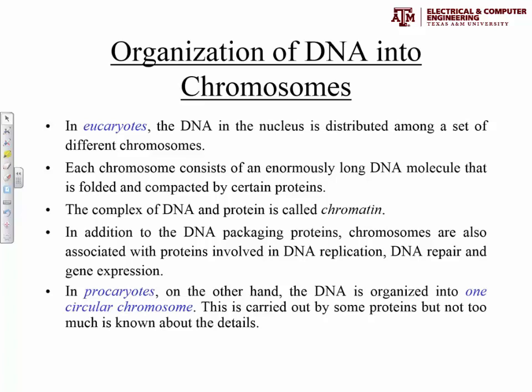Now, in the case of prokaryotes or bacteria, the DNA is organized into one circular chromosome. The genome is a lot smaller, and this is carried out by some proteins, but not too much is known about the details.